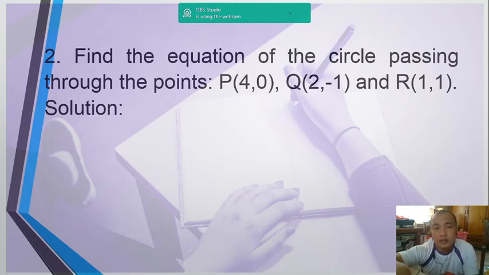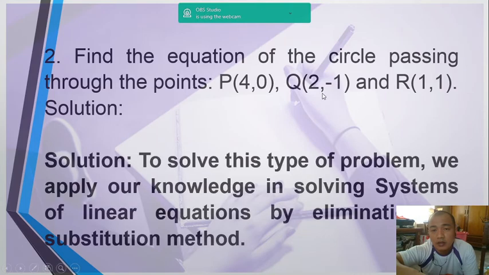Find the equation of the circle passing through the points P(4, 0), Q(2, negative 1), and R(1, 1). Okay? Same solution natin dito. First, our goal here is to solve for D, E, and F. So, using these 3 points here, we're going to formulate or make 3 equations. Equation 1, equation 2, and equation 3.